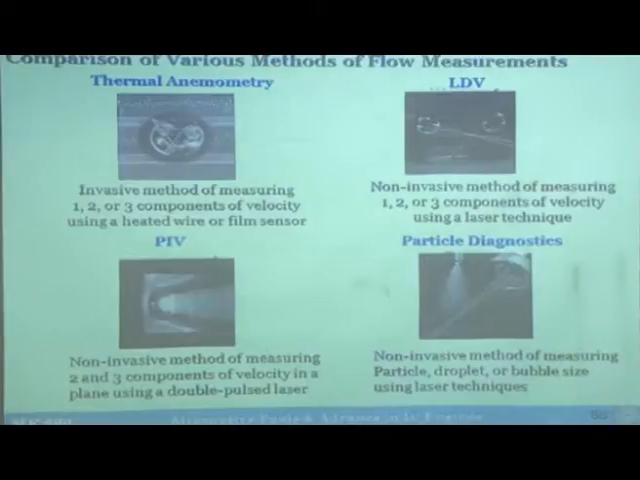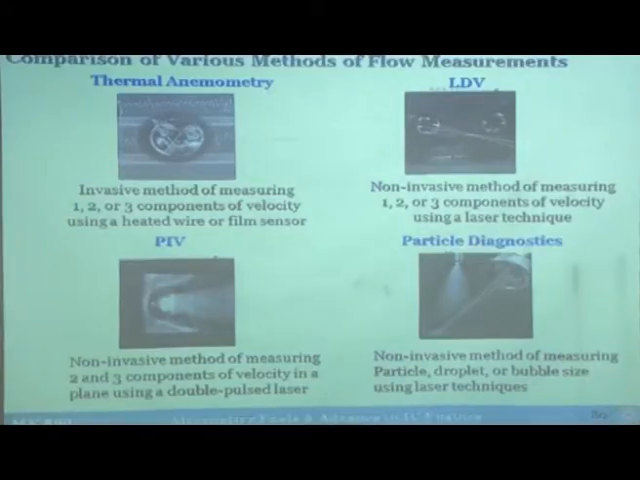Now, let us compare different methods for flow measurements. One is the LDV. Here you can see this is the LDV. So, beams are coming and merging at one point. This is the thermal anemometry. So, you have these wires, hot wire anemometry. Invasive methods, this is going to disturb the flow because you have to have hot wires inside. So, invasive method for measuring 1, 2 or 3 components of velocity using heated wire or film sensors.